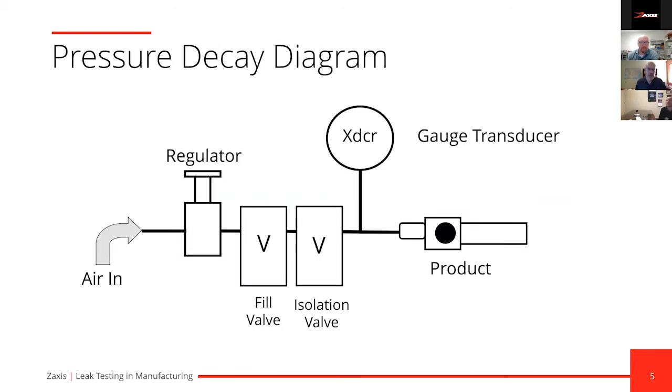So the real basics of how we perform a pressure decay: you take your air in from your house air supply, it goes to a regulator. That regulator then steps it down to a pressure that you want to measure at. And then we have a couple of valves that are used to fill and then isolate the part from the supply. And then we use that transducer to measure the decay in your product.